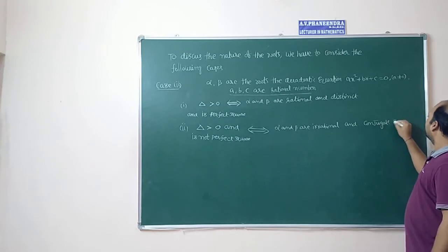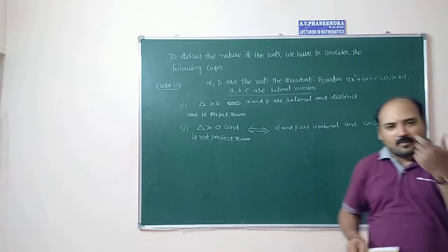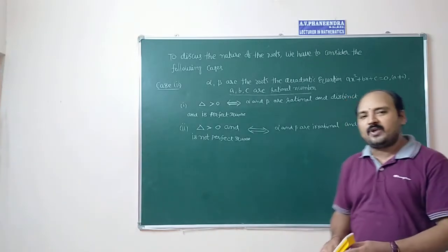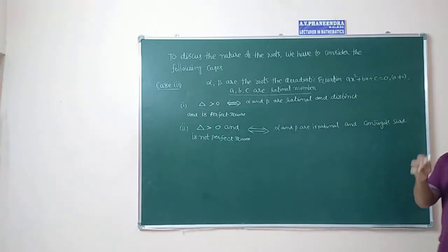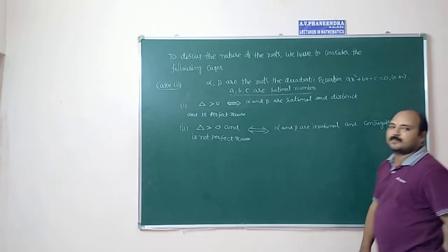Conjugate surds. Conjugate surds means what? The surd means it is in the form of a plus root b, a minus root b, like these forms are there, or root a plus b, root a minus b, like these forms, and which are conjugate surds.